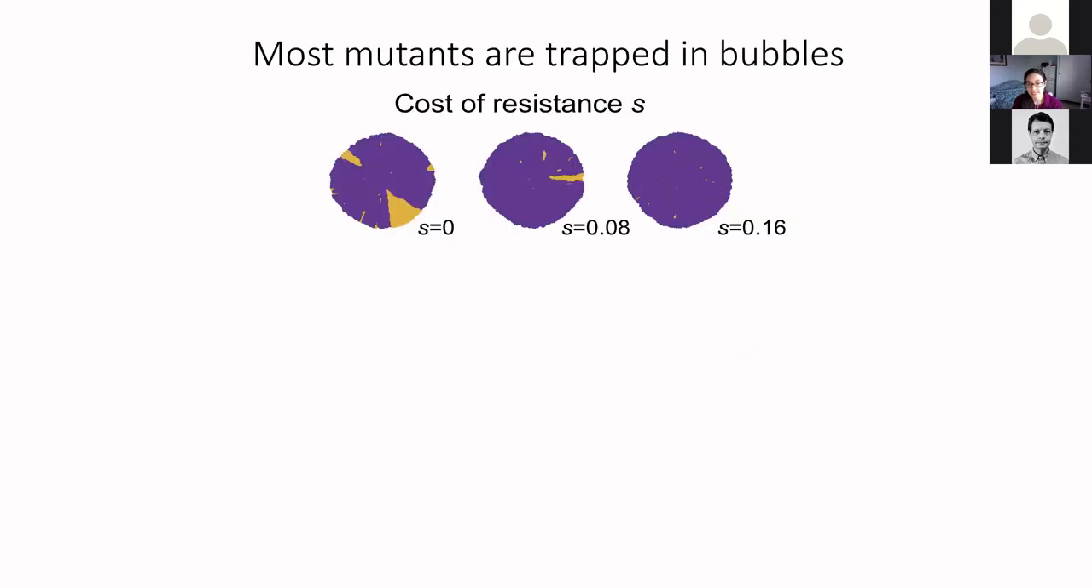We can extend our model to include some sort of fitness advantage or disadvantage for these resistant mutants. So this was the colony I showed in the case of neutral mutations.